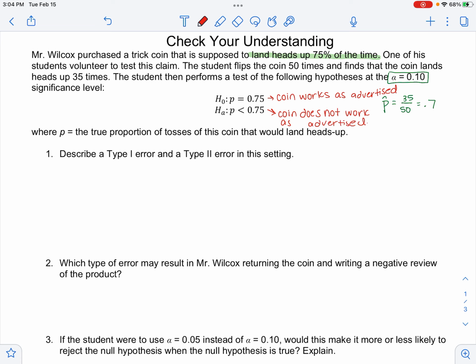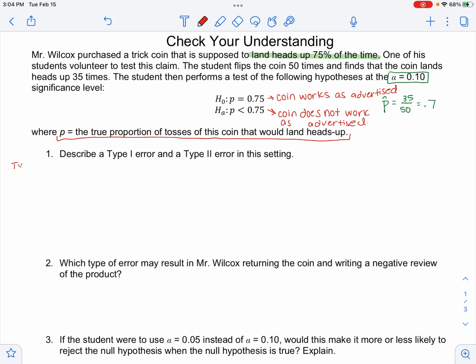All right, and that's going to help us write our types of error. And here, of course, is our defined parameter. P is the true proportion of tosses this coin would land heads up. So number 1, describe a type 1 and type 2 error in this setting.